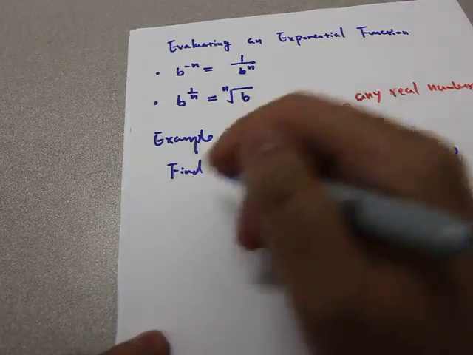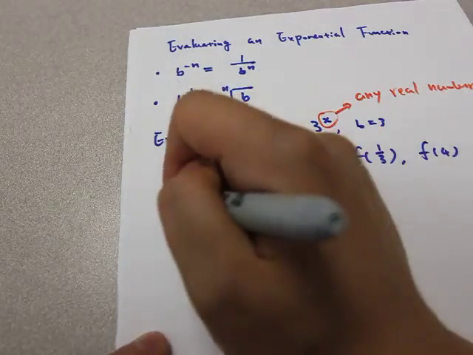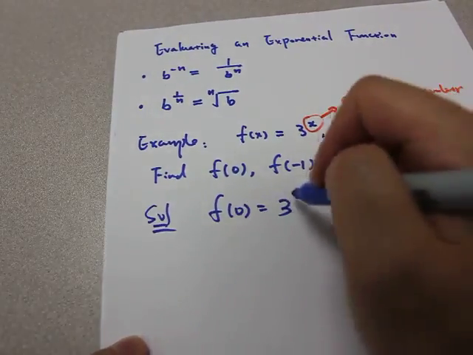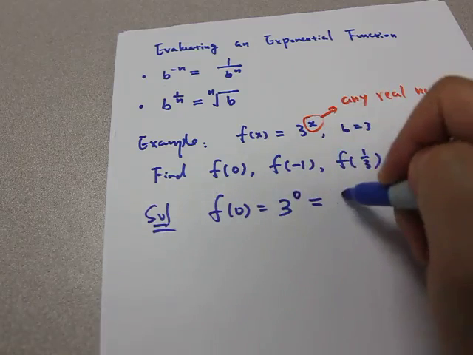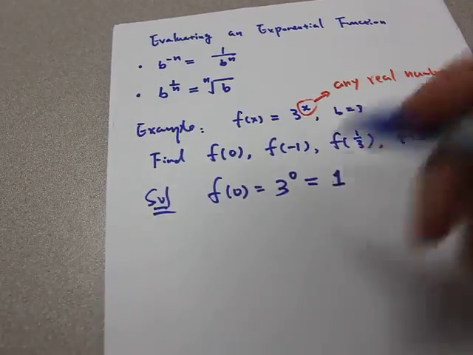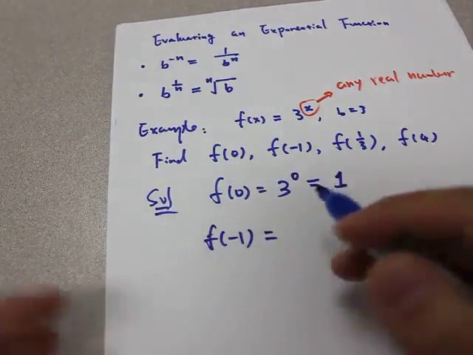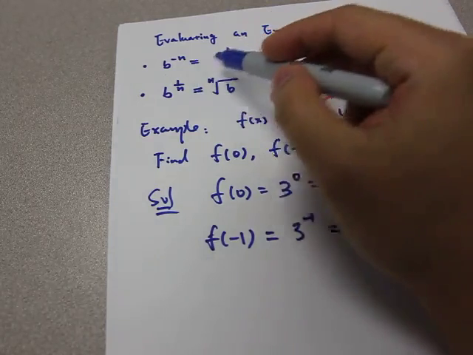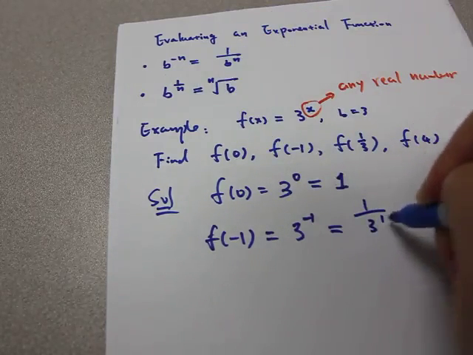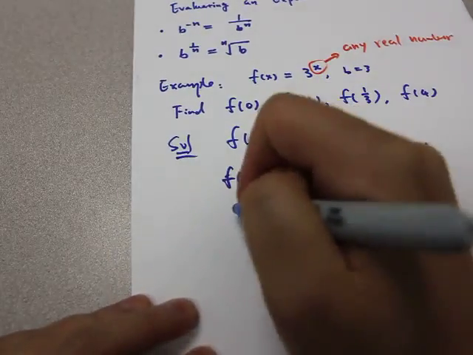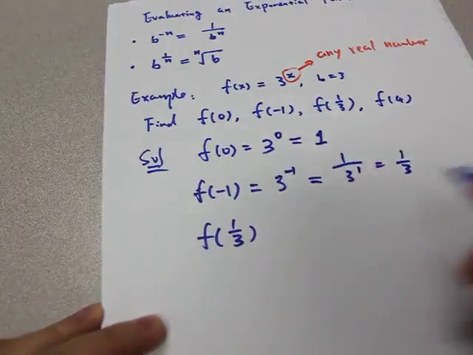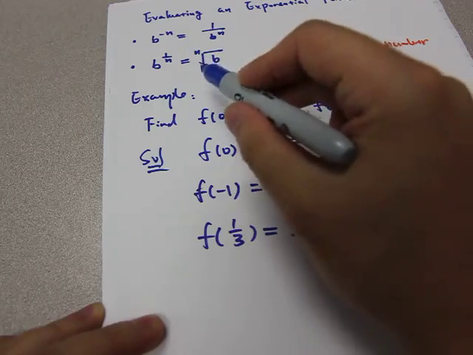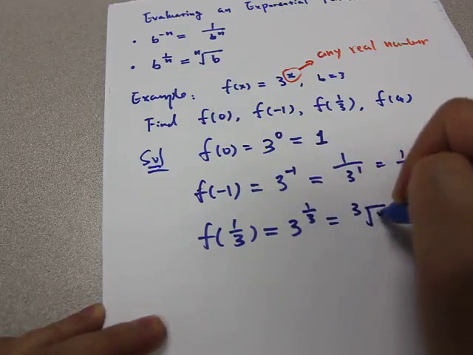Okay, so let's start with this. To find f(0), this means we're going to substitute 0 for x. Now we evaluate 3 to the 0, which equals 1. So the answer is 1. Next, to find f(-1), this is equal to 3 to the power of negative 1. Now here, if we use this property, this will be 1 over 3 to the power of 1, so it's 1/3. And to find f(1/3), this is equal to 3 to the power of 1/3. This time we're using the other property, so it will be the cube root of 3.